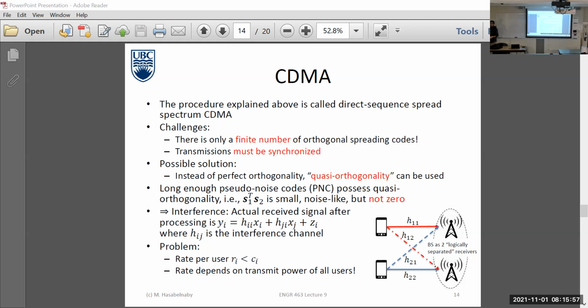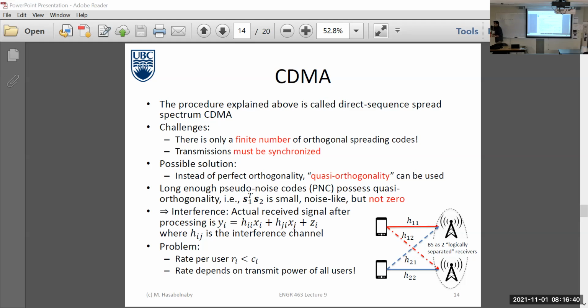How can we overcome these limitations? Actually, instead of using pure or fully orthogonal codes, we can use quasi-orthogonal or semi-orthogonal codes. What is the meaning of semi-orthogonal codes? As you know, when I multiply S1 by S2, the result is 0 if they are completely orthogonal. If they are semi-orthogonal or quasi-orthogonal, this result will not equal 0, but will be very small.